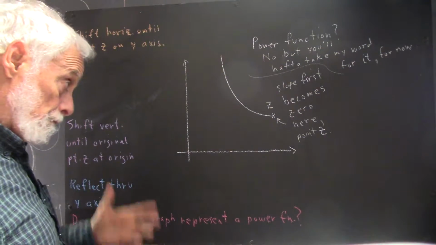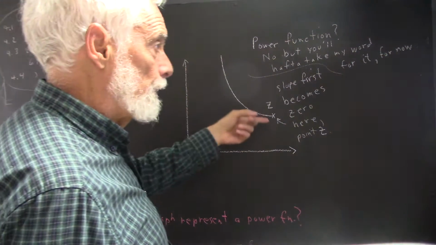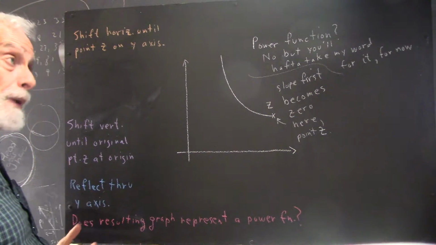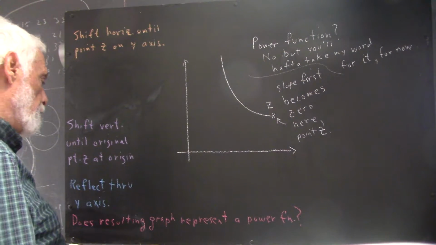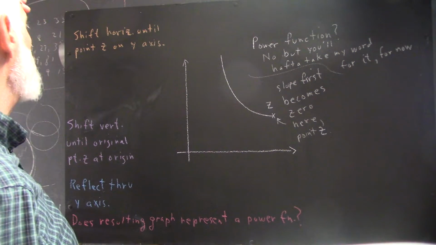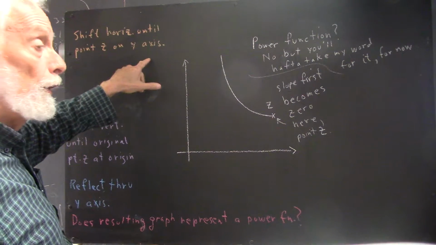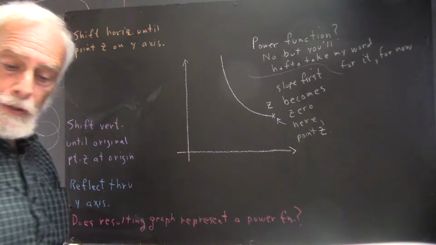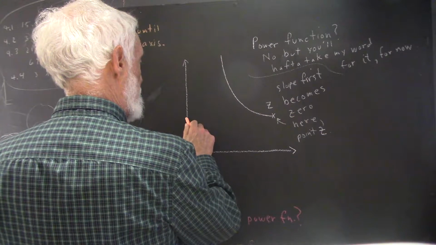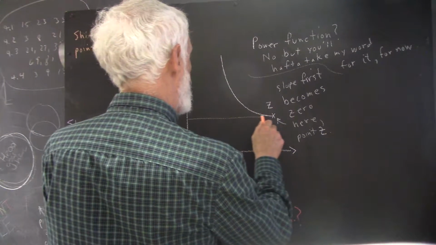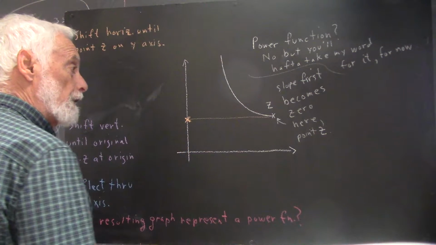Now, I'm going to go through 3 transformations that will transform this into a function that might possibly be a power function and that we can easily test to see whether it's a power function. Okay, so the first thing we could do is we could shift the graph horizontally until the point Z is on the y-axis. Now that simply means we have to shift the graph over here so that the point Z is now here.